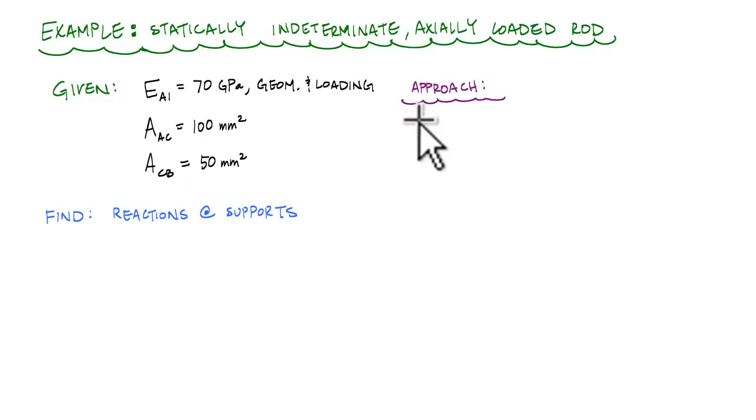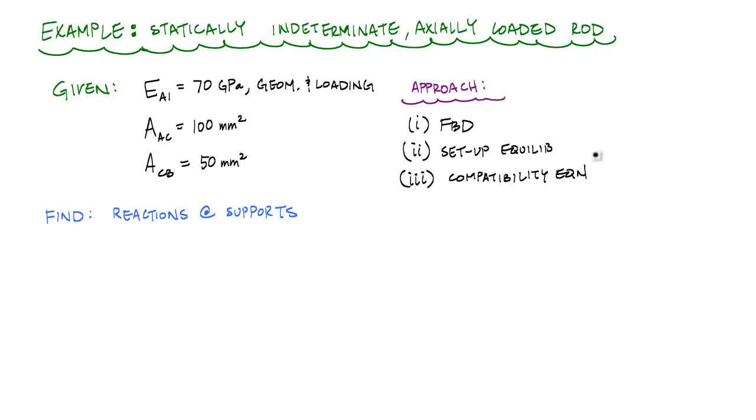Our general approach will be to first and foremost draw that FBD, set up some equilibrium equations, and verify it's indeterminate. In this case, it will be indeterminate to the first degree. And we will come up with a compatibility relationship to help us solve this. And then once we have our compatibility equation, we'll be calculating some axial deformations and solving for our unknown reactions.